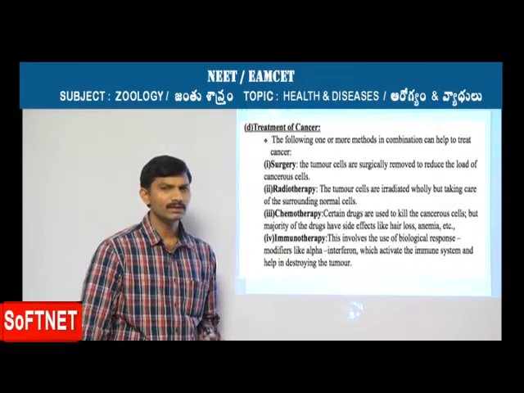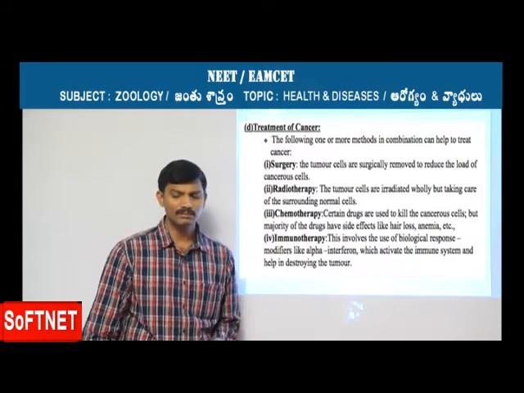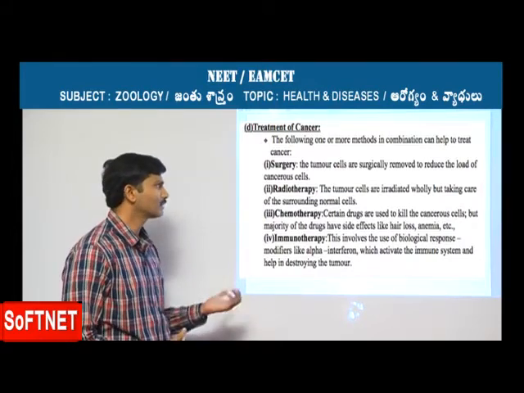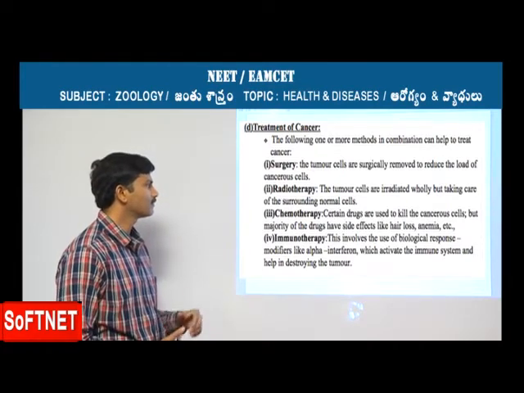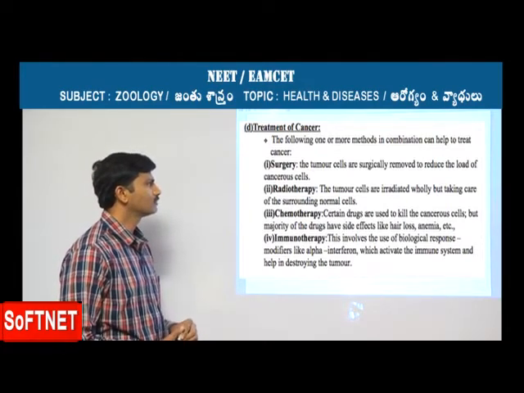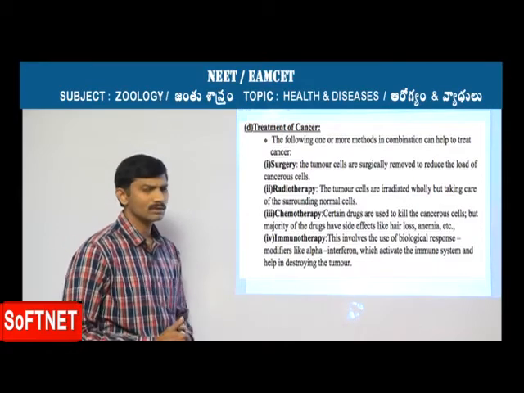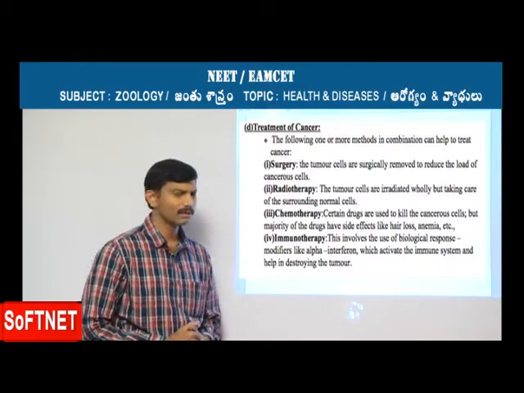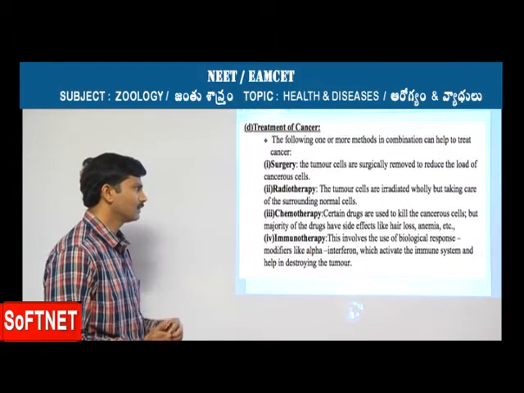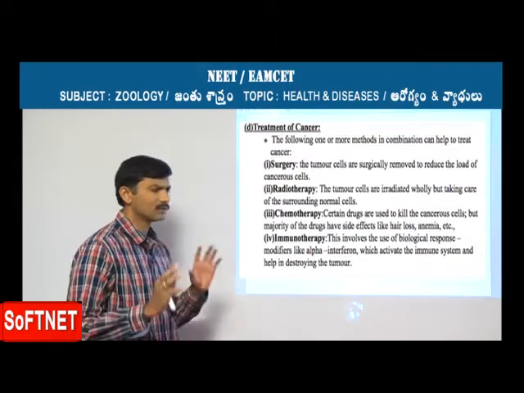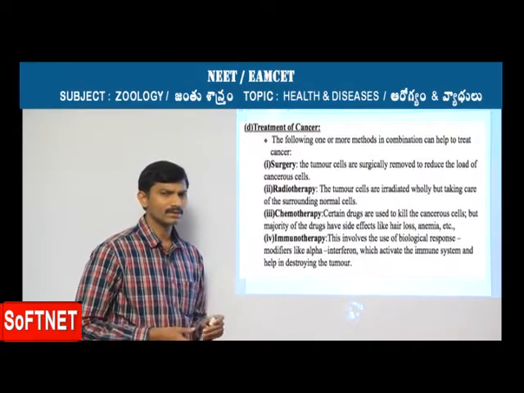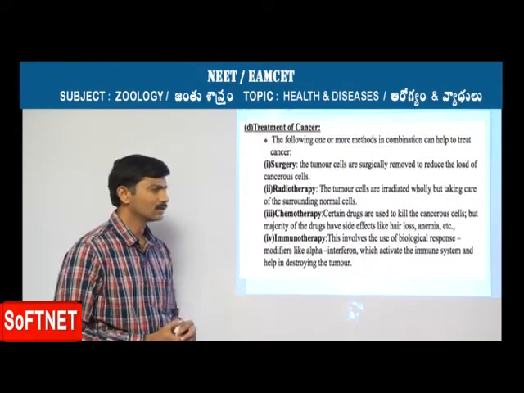And so once the detection is done, how the treatment can be given, and there are different types. Combinations of all these are also used. For example, surgery: tumor cells are surgically removed to reduce the load of cancer cells inside the body. The second one is radiotherapy, where the tumor is irradiated wholly, but taking care of the surrounding cells. The radiation is sent inside the body to especially kill the cancer cells.